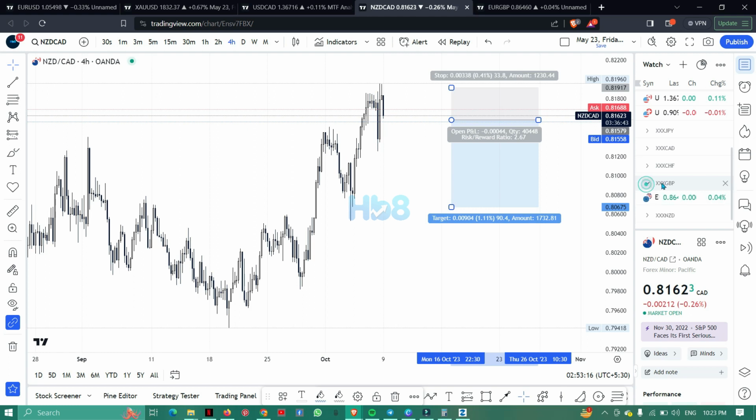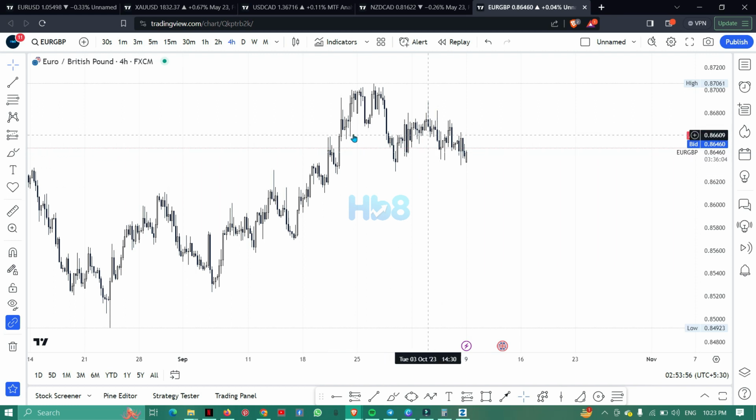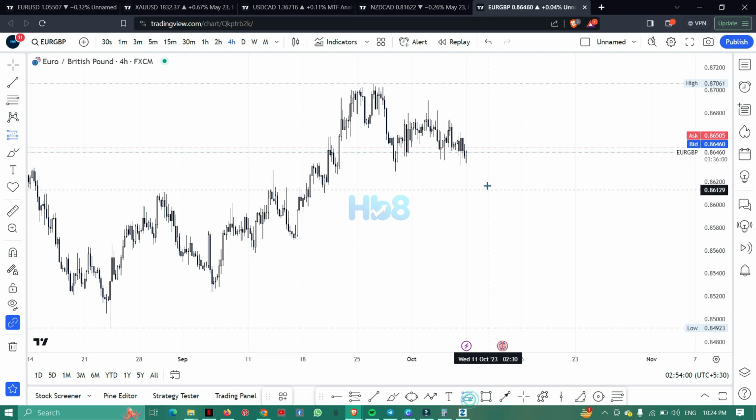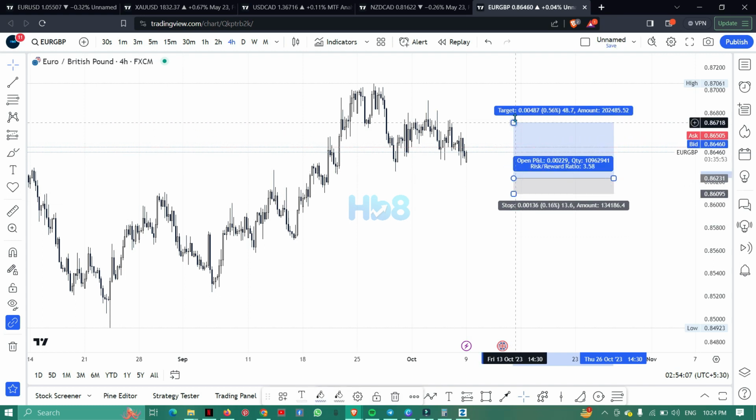And now for the XXX GBP pairs: Euro GBP is the only pair that falls within XXX GBP. Then Euro NZD, GBP NZD, and AUD NZD, right? And also GBP AUD and Euro AUD. The only difference in calculating the lot size of this kind of pairs compared with something like NZD CAD is this. Now, let's assume you want to buy here and your stop loss is here.